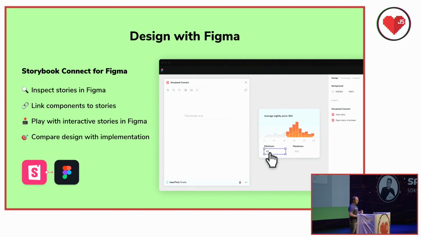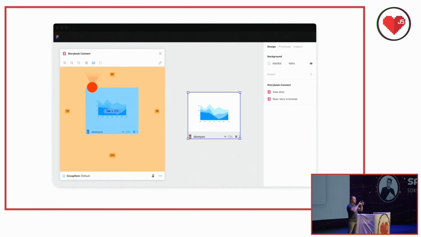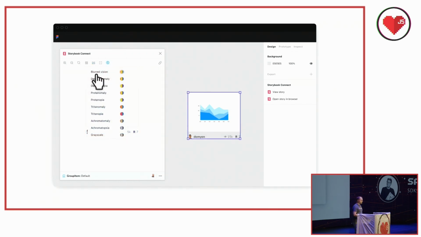And you can actually then play around with that to, for example, inspect sizing of the component and to verify whether or not this was developed pixel perfect, if that is what you care about, right? Or is it responsive or whatever. Here's another example. You can use the accessibility add-on in Storybook to verify what the component looks like when you have blurred vision or you are colorblind, for example.